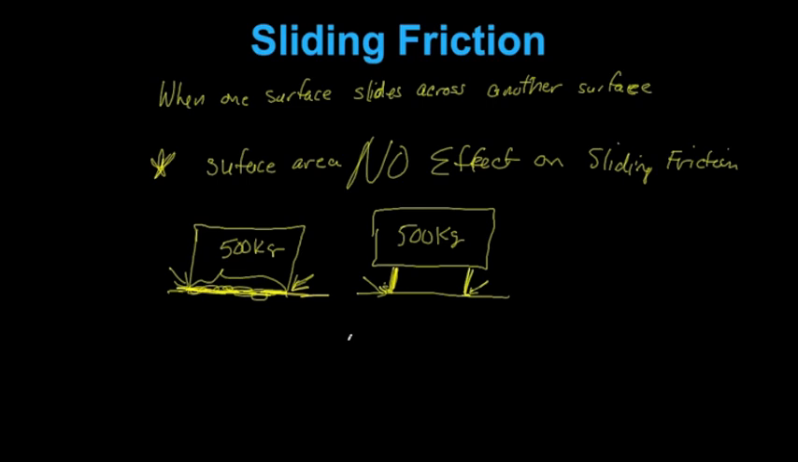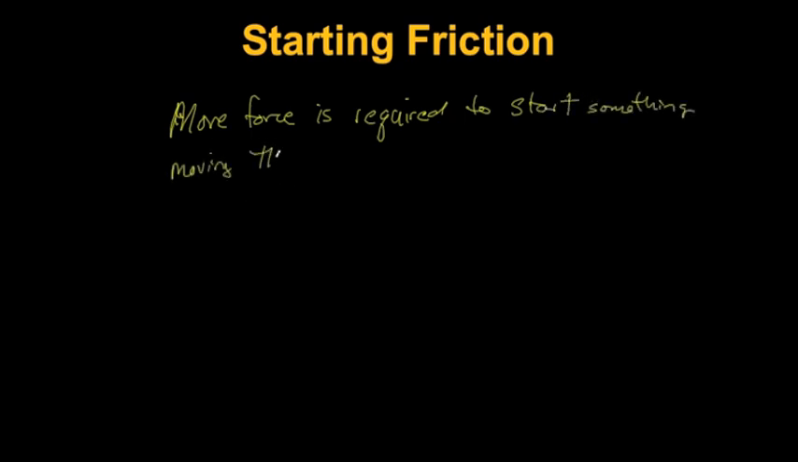Now, something called starting friction is important because in order to overcome Newton's first law of inertia, you need more force, okay? So more force is required to start something moving than to keep it moving, okay? So the reason for that is Newton's first law of motion. When we said that an object, if it's staying still, wants to remain staying still. So what you have to do is apply more force just to get it to start moving.